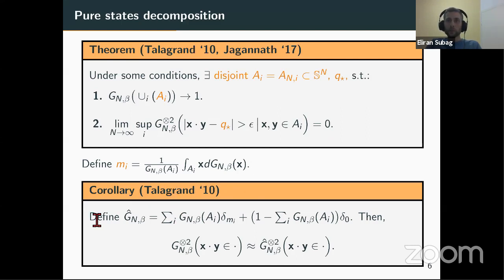Okay, so what the corollary says, in some sense, is that you only need to know the location and the weights of the pure states and the location of the barycenter to understand the overlap distribution. Okay, so I hope I convinced you that this is an interesting object.